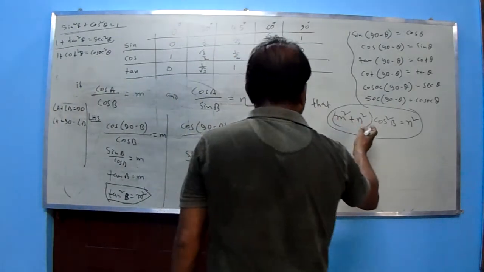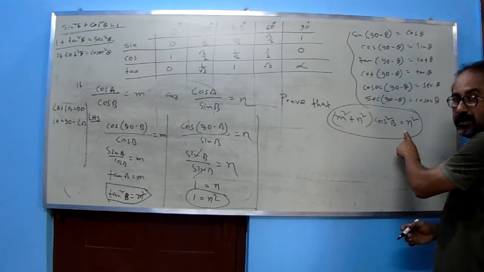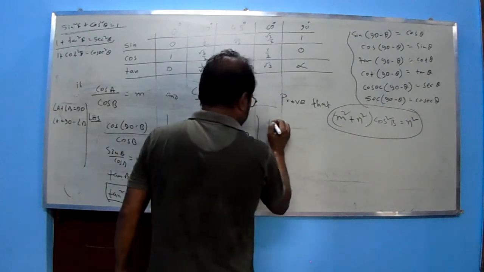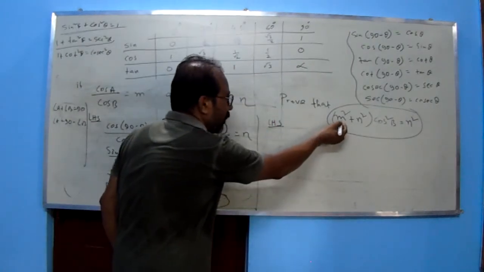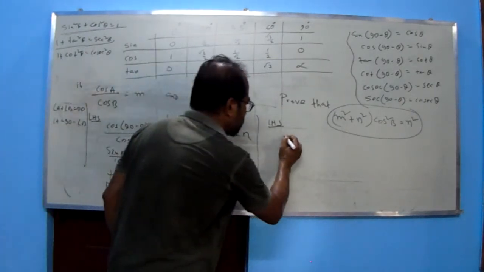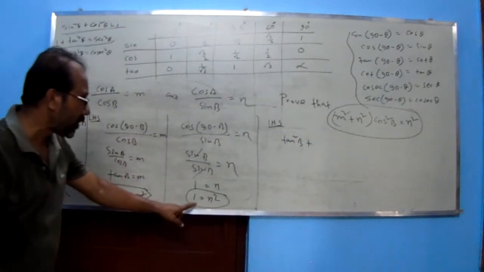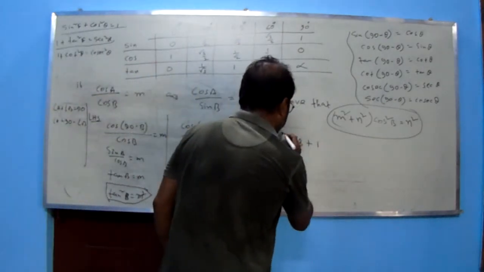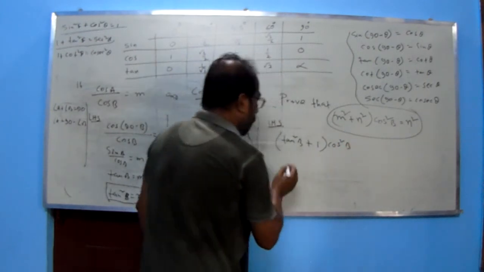Now I am going here. Prove that M square plus N square into cos square B is N square. How? I am taking LHS. M square means tan square B. So I must write tan square B plus N square, which is 1, into cos square B.